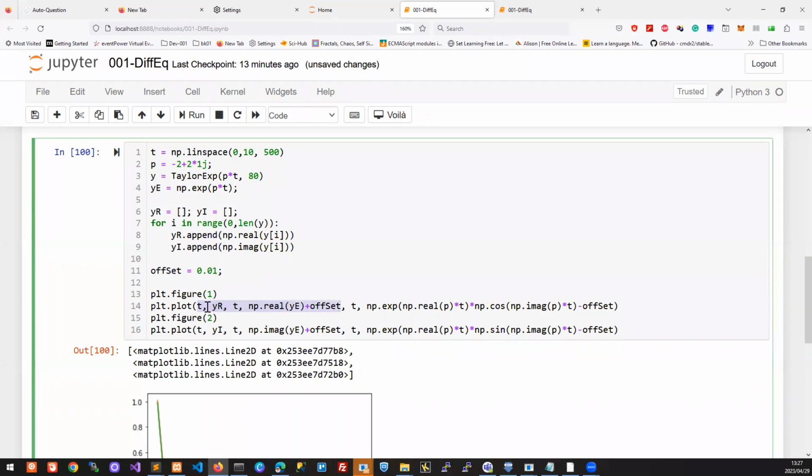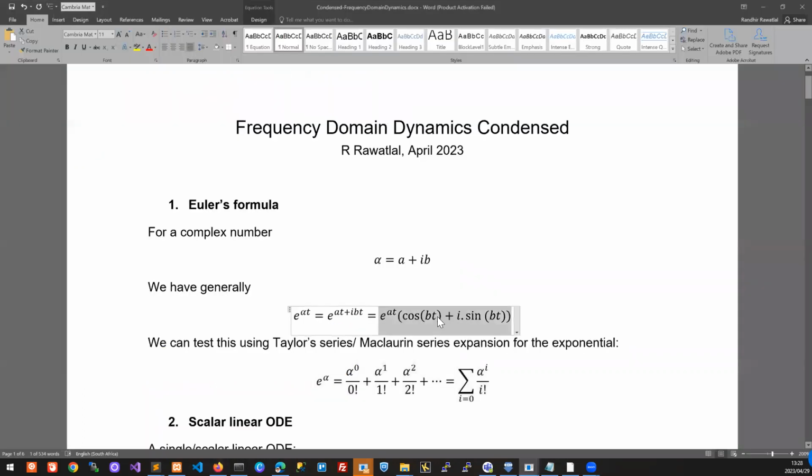So YR, that's the real part. And then we've also got YE. So YE we've calculated from the built-in Python library. And here we are plotting the real parts. So in this first plot, we are just plotting the real parts. And so here's now using Euler's formula. And let's just check that this is correct. So we want a term out here, which is e to the power pt, right? And it's e to the power real part of p times t. So that's this part here, right?